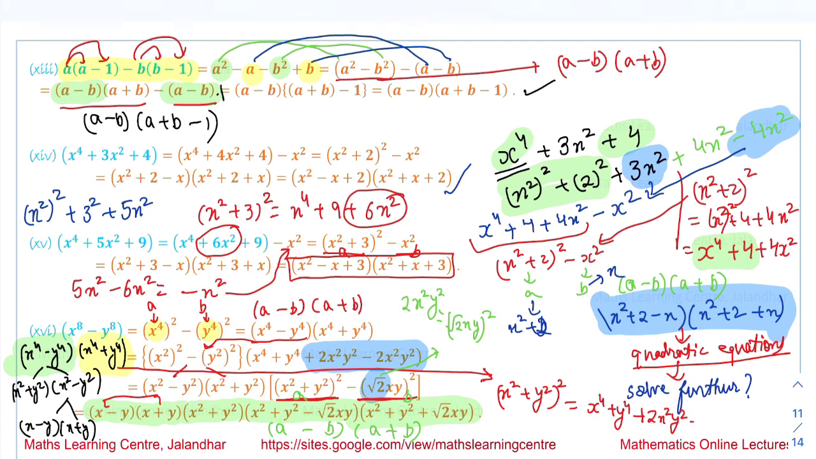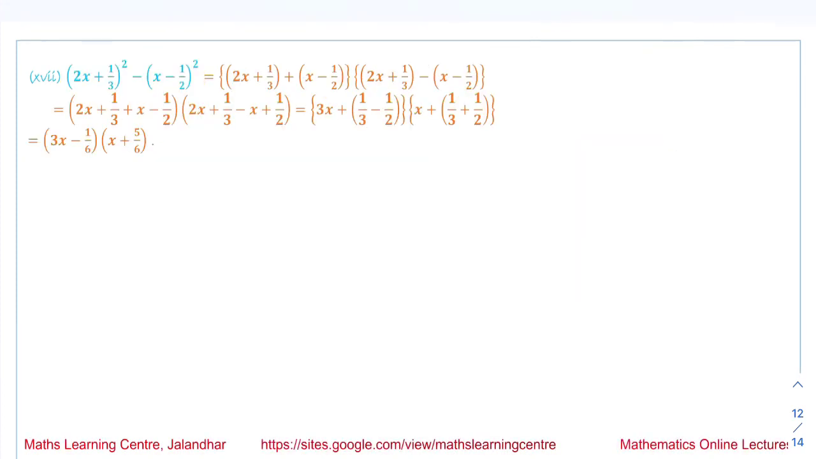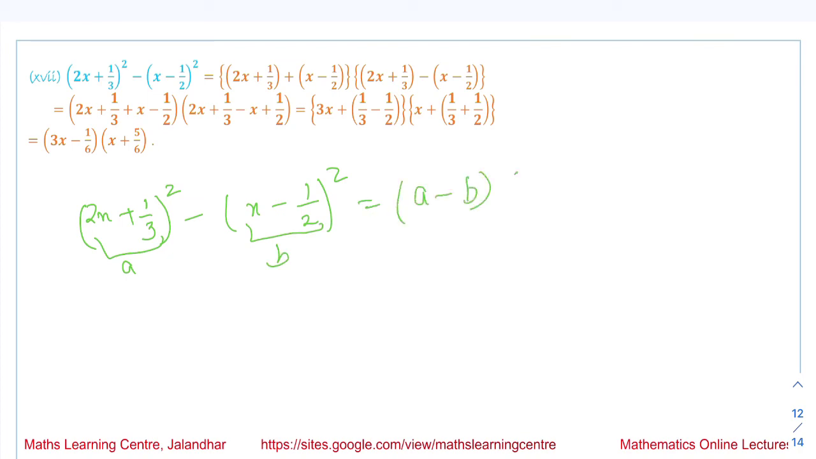Next, this is the last question of this part, this lecture. So we are having (2x plus 1 by 3) square minus (x minus 1 by 2) square. So this is the direct formula. This term will be a, this term will be b. We know the answer is a minus b into a plus b.